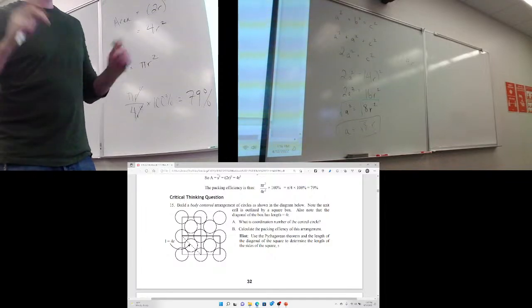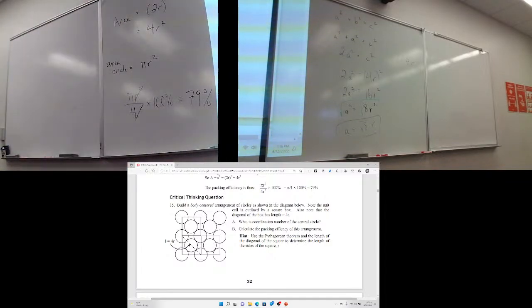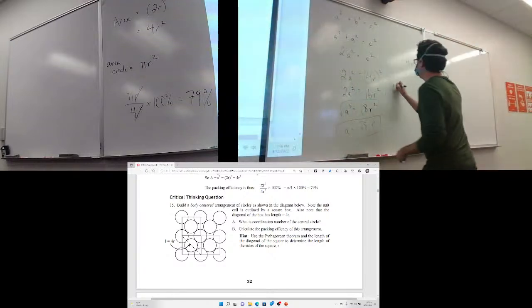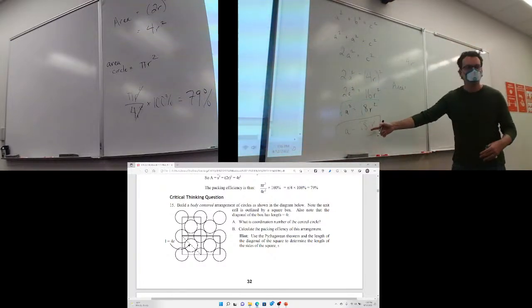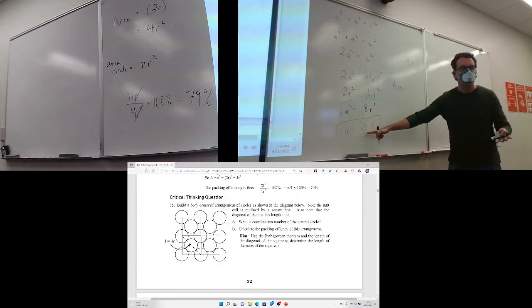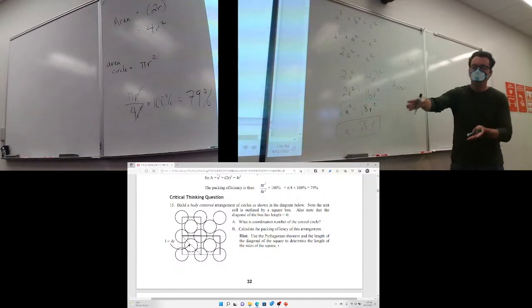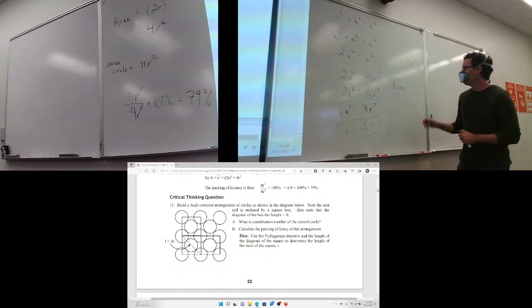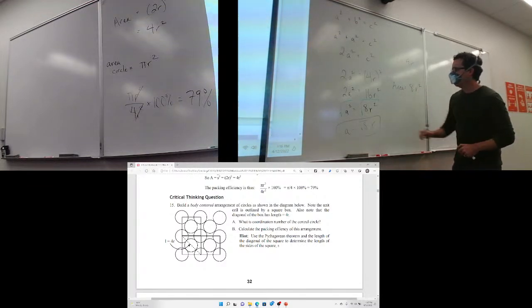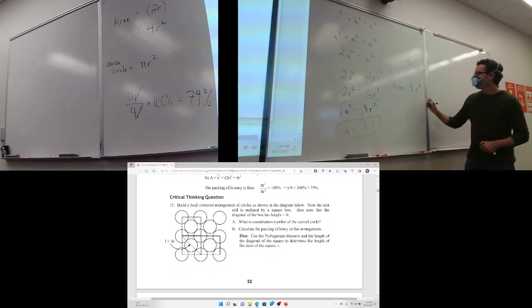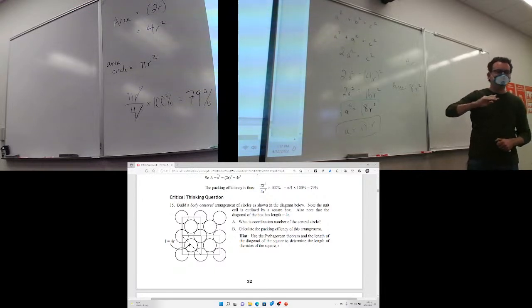Okay, so now let's find the area of the unit cell. It's not 2 times that, it's this squared. It's side A times side A. And so if I square this, I get 8r squared again. I didn't have to do that, actually. So there's the area of the unit cell. It's 8r squared. All right, I've got my denominator now.